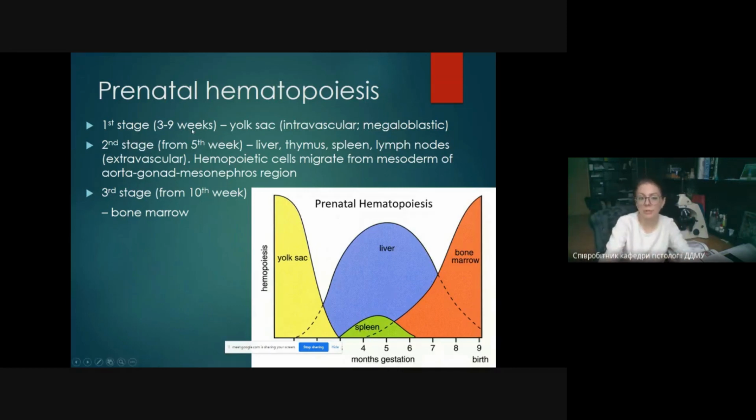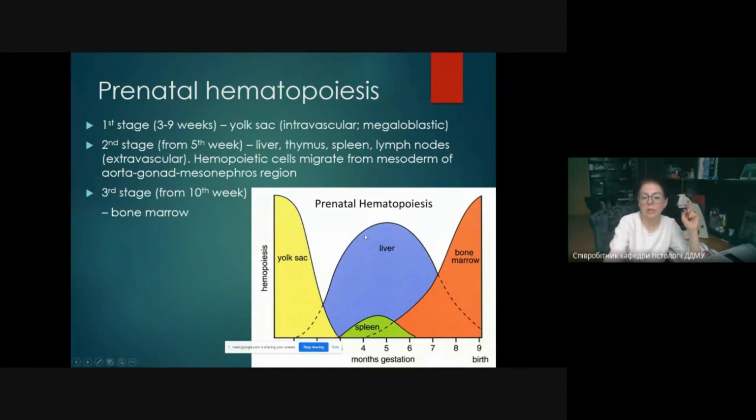So during the first stage, before the 9th week, the yolk sac produces blood cells. Blood cells are produced inside the vessels, and we call this intravascular hematopoiesis because it is inside vessels, and megaloblastic because large cells are formed. Then, in the second stage of hematopoiesis, the liver performs the primary role, and it lasts from the 5th week almost up to the birth. And in the liver, all blood cells are formed.